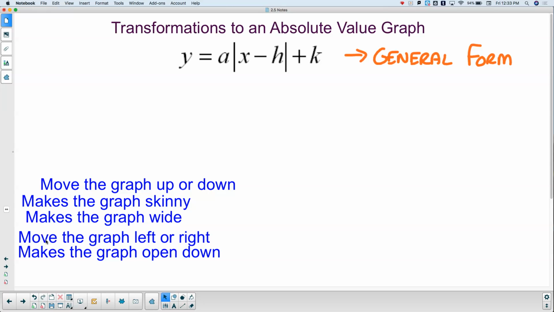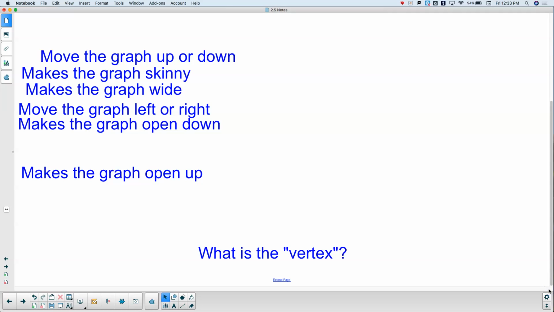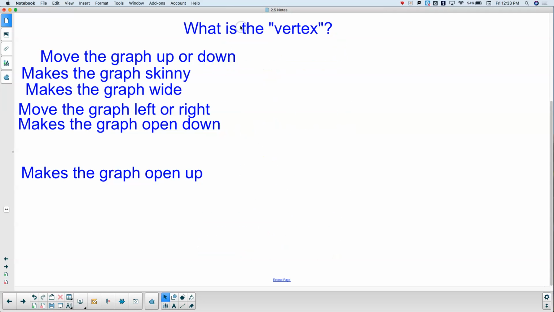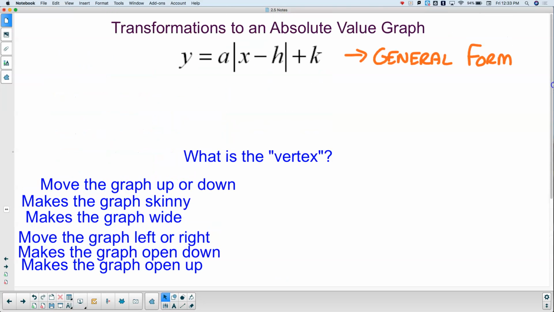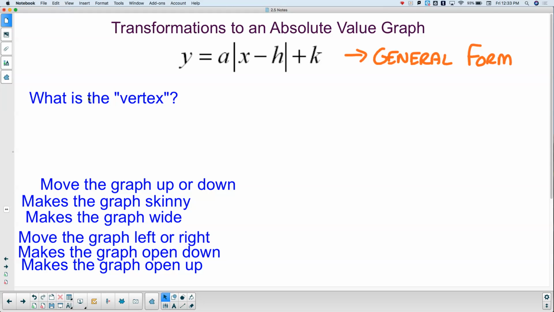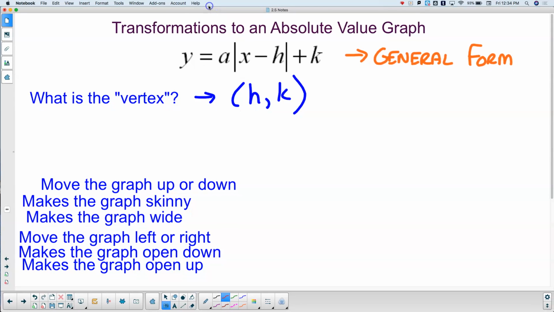The first thing that gets told to us is the vertex. What's the vertex? Okay. Well, the vertex, that minimum or that maximum, is at the point (h, k). So I look at these two numbers right there, and that tells me what h and what k is.